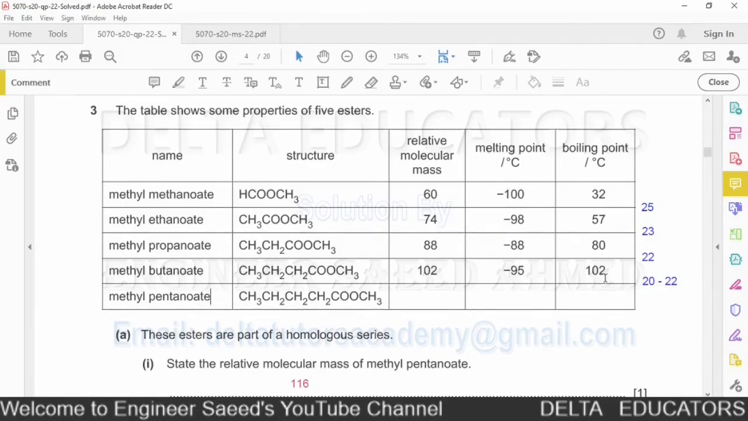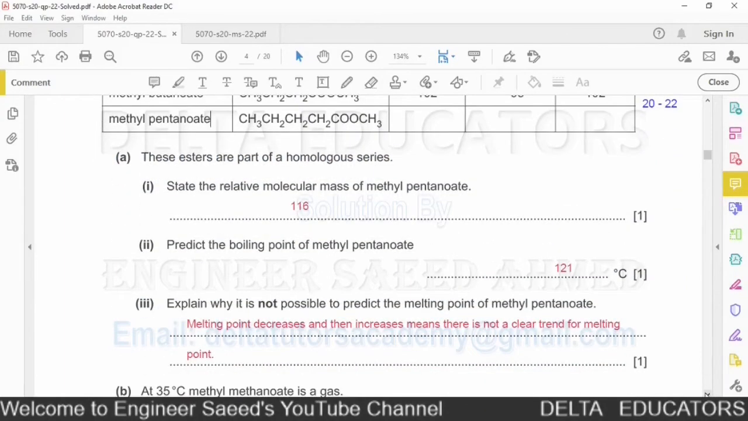So the boiling point of methyl pentanoate will be 102 plus 20, around 122. So here we can predict that the boiling point of methyl pentanoate will be approximately between 120 and 122. We can say it will be around 121. Here we can write 120, here we can write 121, here we can write 122. It will be correct. So the predicted boiling point of methyl pentanoate is 121 degrees centigrade.